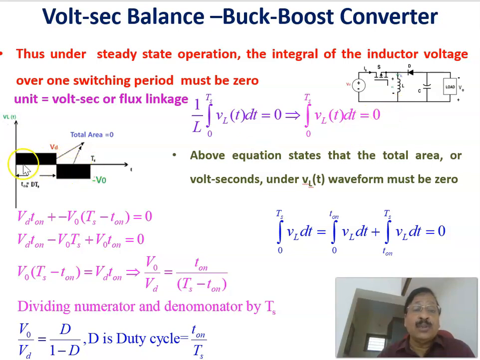This means that the sum of the positive area plus the negative area should be equal to 0, or the positive area should be equal to the negative area. The total area should be equal to 0. That is the volt-second balance concept of, of course, any converter.